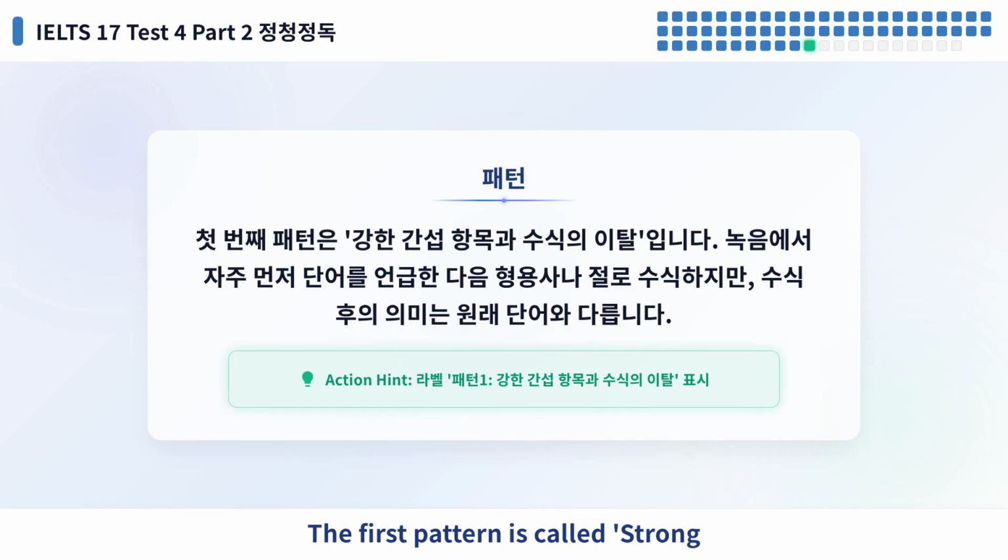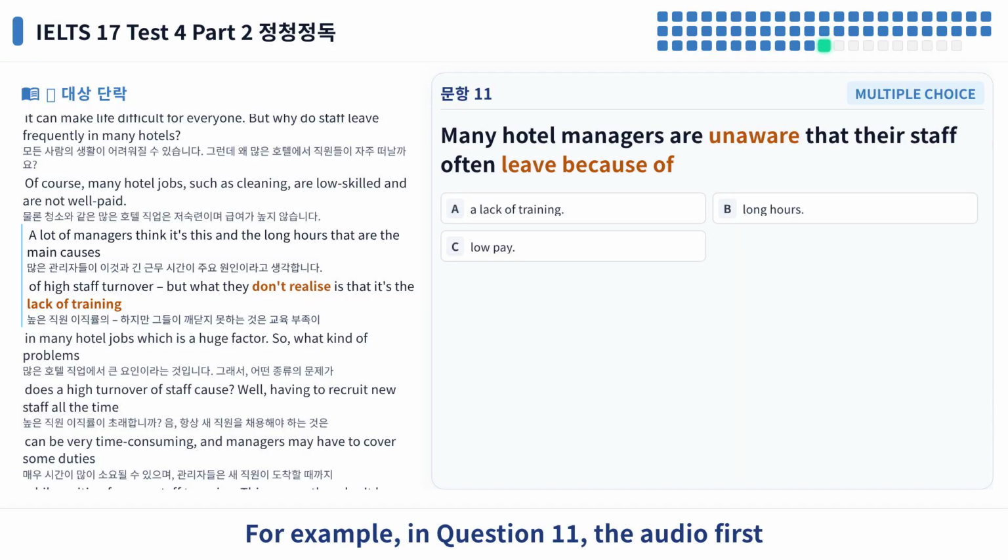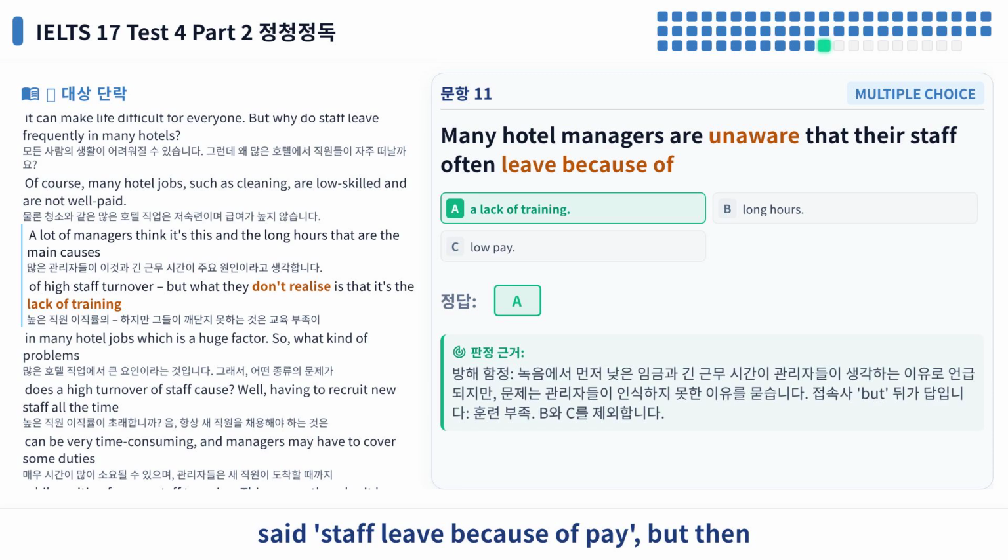The first pattern is called strong distractor and modifier deviation. The speaker often says a word first, then adds an adjective or a clause to describe it, but after the description, the meaning is different from the original word. For example, in question 11, the audio first said staff leave because of pay, but then it quickly added, actually, what they don't realize is that it's the lack of training. So the answer is not about salary, but about not enough training.